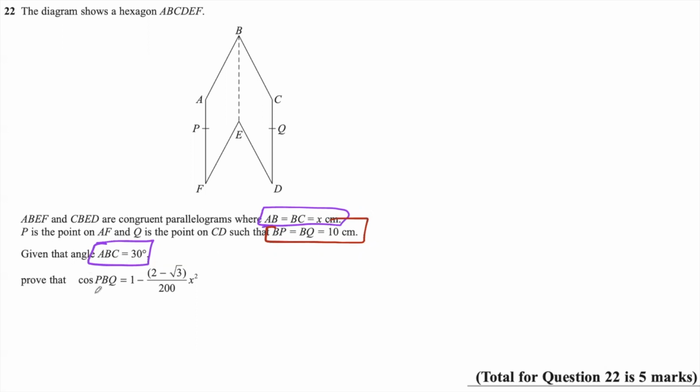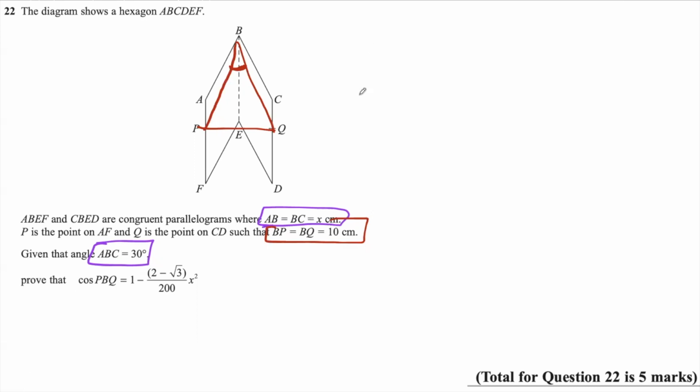Okay, the first thing to note is that this is cos of PBQ. PBQ is this triangle right here, and the angle PBQ is this angle right here. Chances are that we may have to use cosine rule at some point, because this is a non-right triangle, and the only way we can have cos of PBQ in a non-right triangle is if we use cosine rule.